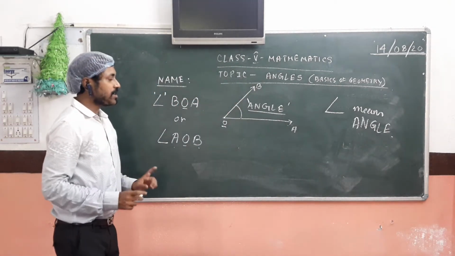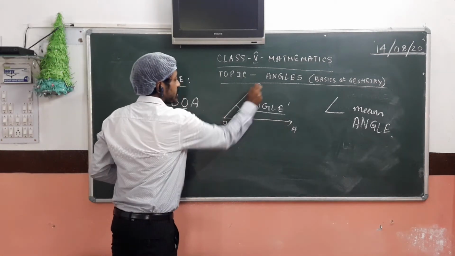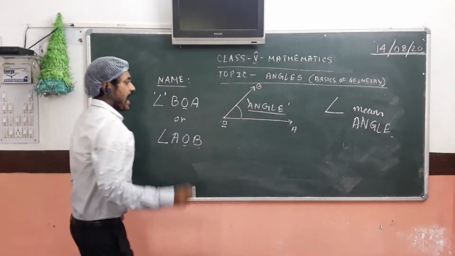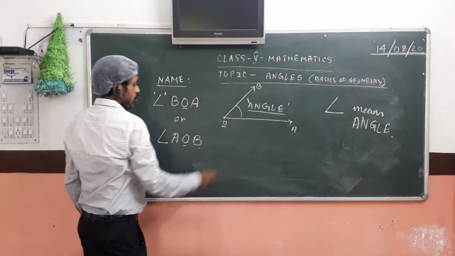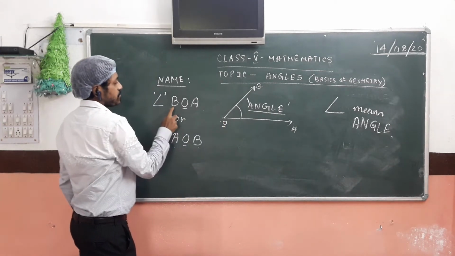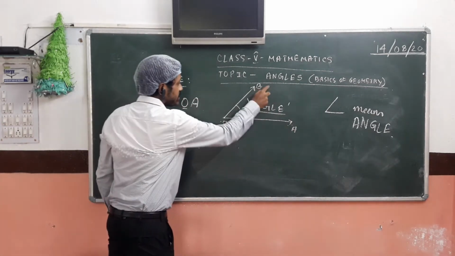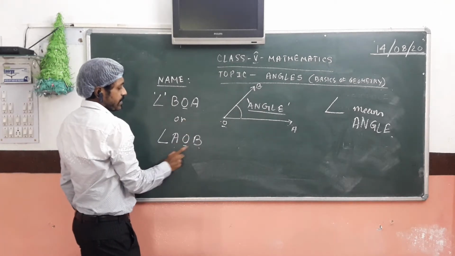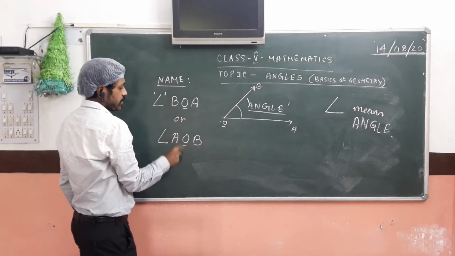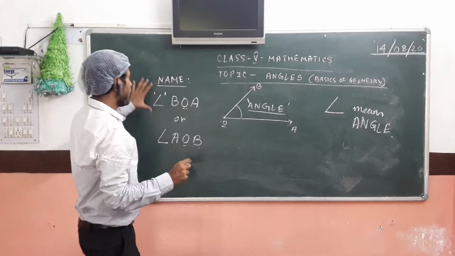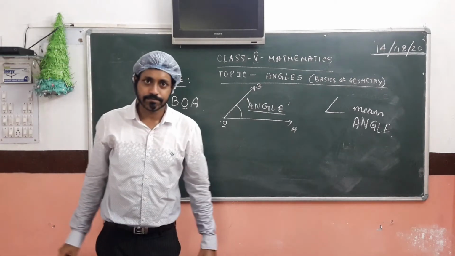Understood? So we have two rays OA and OB. An angle is formed at the point O, where O is the vertex. So it has two different rays, and the names of the rays will be on either side of the vertex, which will always be in the center when we name the angle.